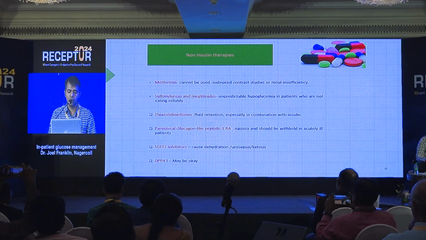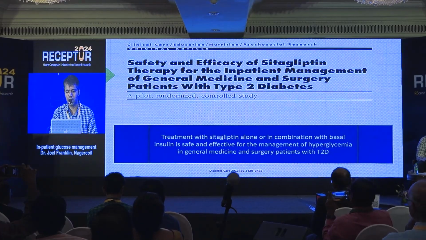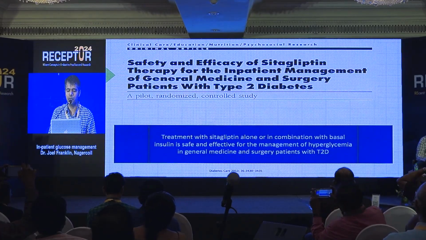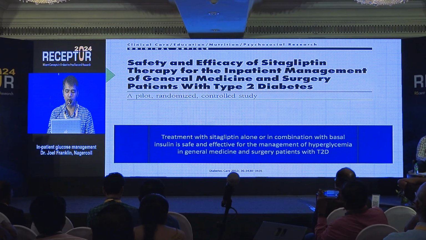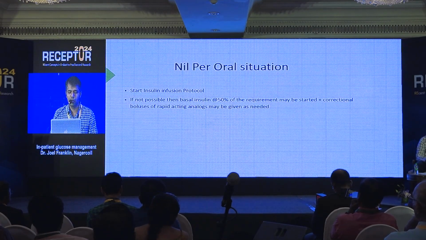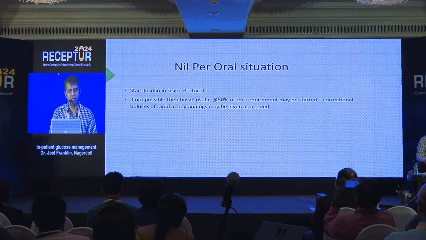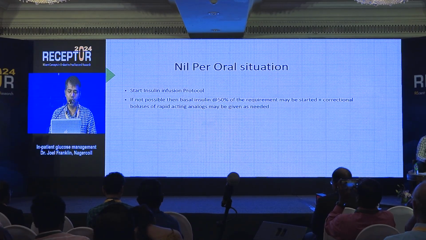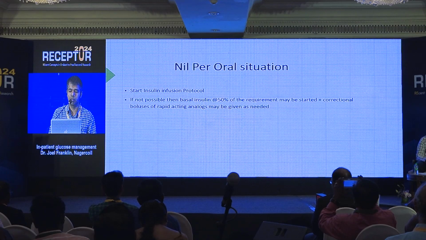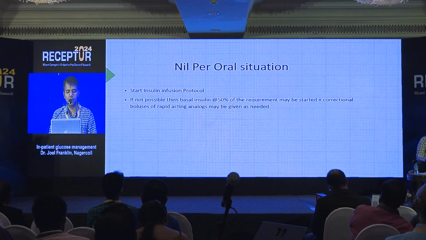DPP-4 inhibitors may be okay, and there are studies which have shown that treatment with sitagliptin alone or in combination with basal insulin is safe and effective for management of hyperglycemia in general medicine and surgery patients with type 2 diabetes. So, what to do when the patient is NPO? As I said earlier, you can start the insulin infusion and titrate as per the insulin infusion protocol. If not possible, then you can administer basal insulin, either NPH or glargine or regular, 50% of the requirement may be started, plus correctional doses of rapid acting analogs as needed.